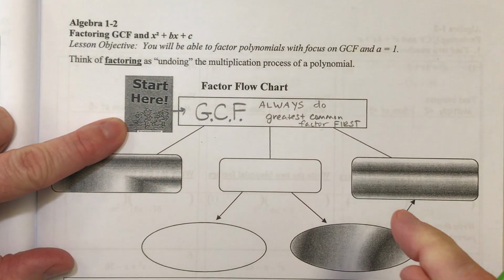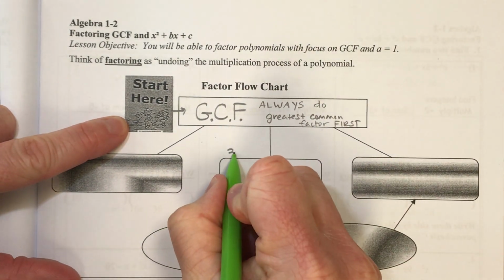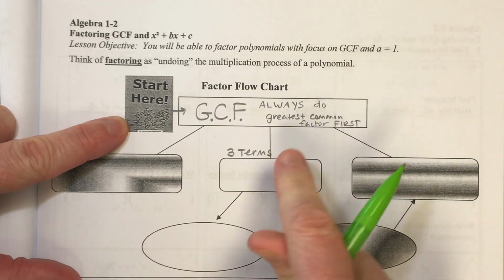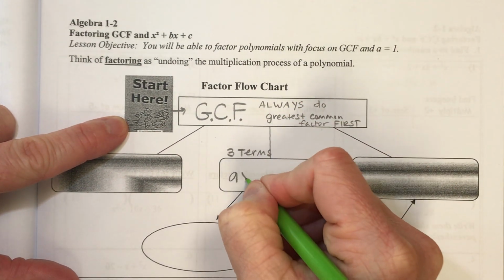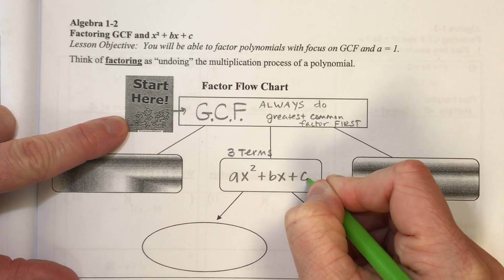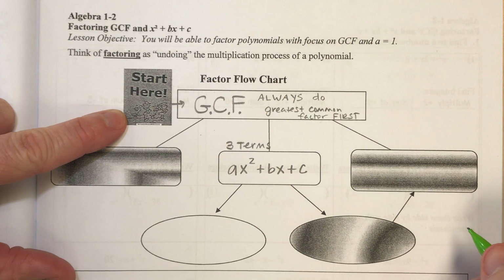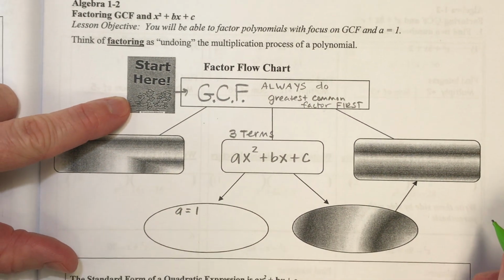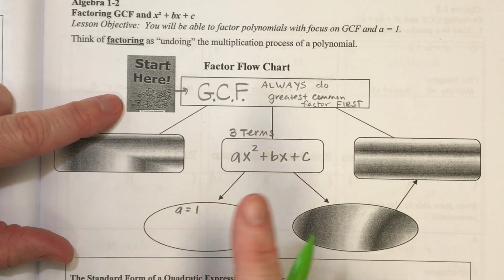After you take out the greatest common factor, if you are left with three terms, then you're going to have something that looks kind of like this: ax squared plus bx plus c. And today what I'm going to show you is how to factor when the a is equal to 1, and I'm going to show you how to find your two factors.